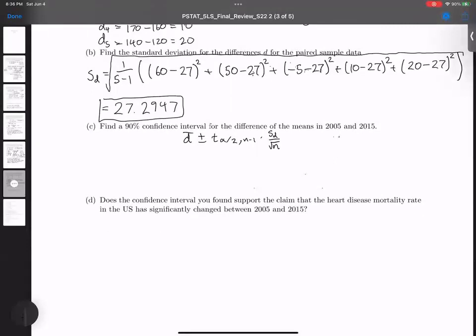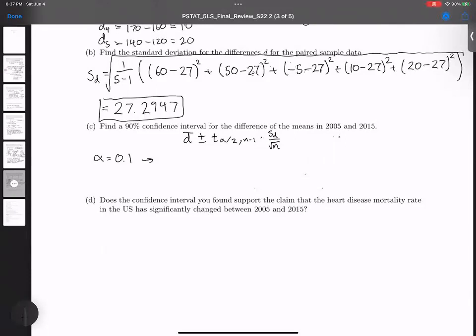Before doing d bar, we need to figure out what t is. So alpha is equal to 0.1 in this case. Notice that this doesn't have anything to do with the hypothesis test stuff so far. It just says straight up compute a 90% confidence interval. So we don't have to think about doubling the significance level or any of that business. It just straight up says 90% confidence interval, so alpha is 0.1.